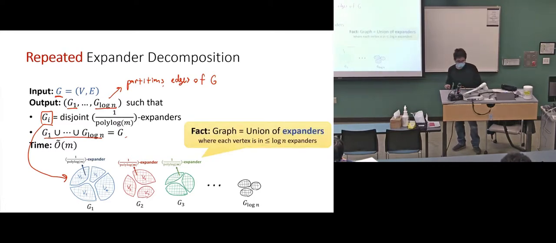So basically this is what we get. If you start with any graph, you can decompose it into a union of expanders. And each node appears in at most log n expanders. Because if a node v appears here, it might appear in fewer than log n expanders, but at most log n many expanders.